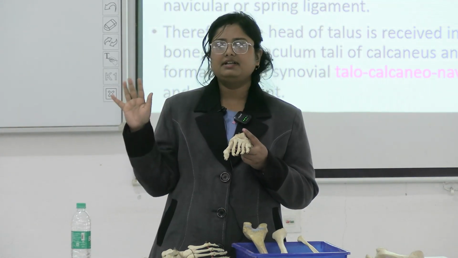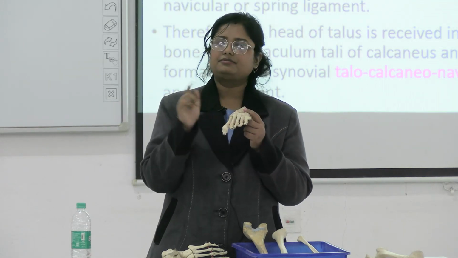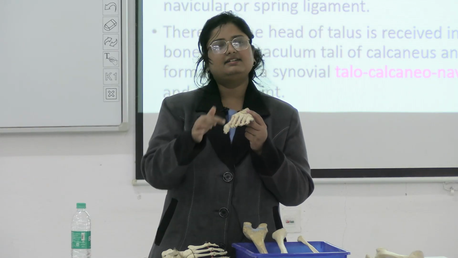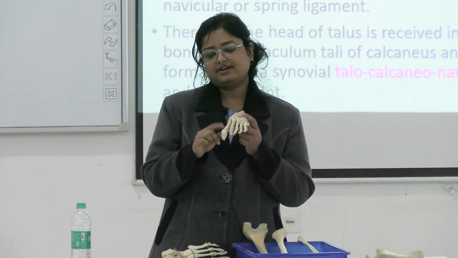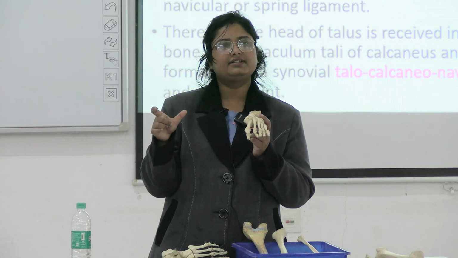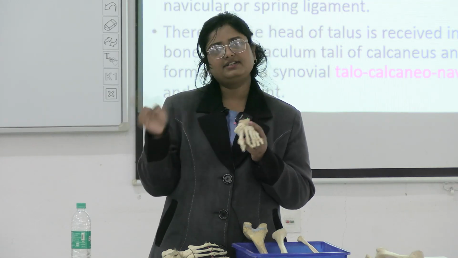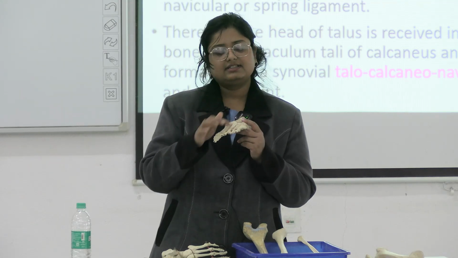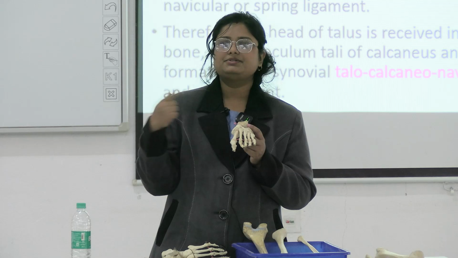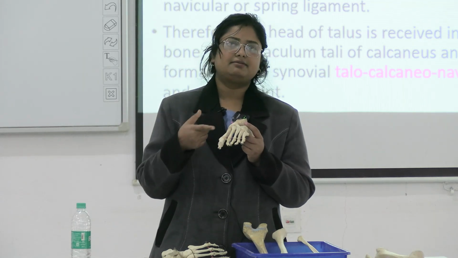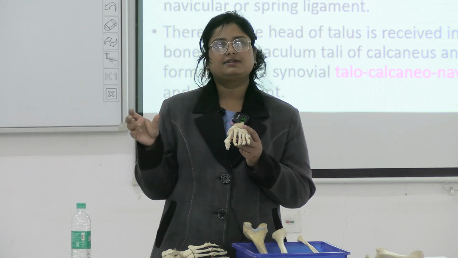You have seen that the axis of the hand passes through the middle finger, but the axis of the foot passes through the second metatarsal, not the third one. The first metatarsal is the thickest, strongest and stoutest, but the longest metatarsal is the third one.